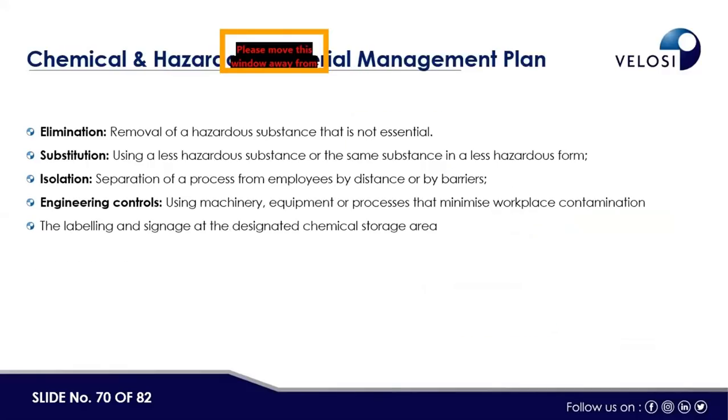Chemical and hazardous material management, the aim is elimination, removal of hazardous substances that are not essential, substitution using less hazardous substances, isolation, separation of a process from employees by distance or by barriers. And then we can put engineering control using machinery, equipment, or process that minimize workplace contamination, and the labeling and the signage.